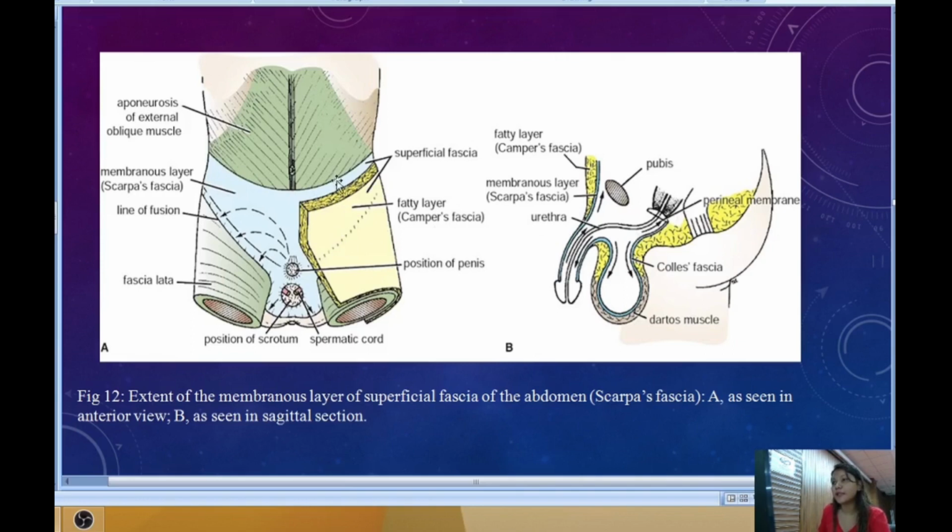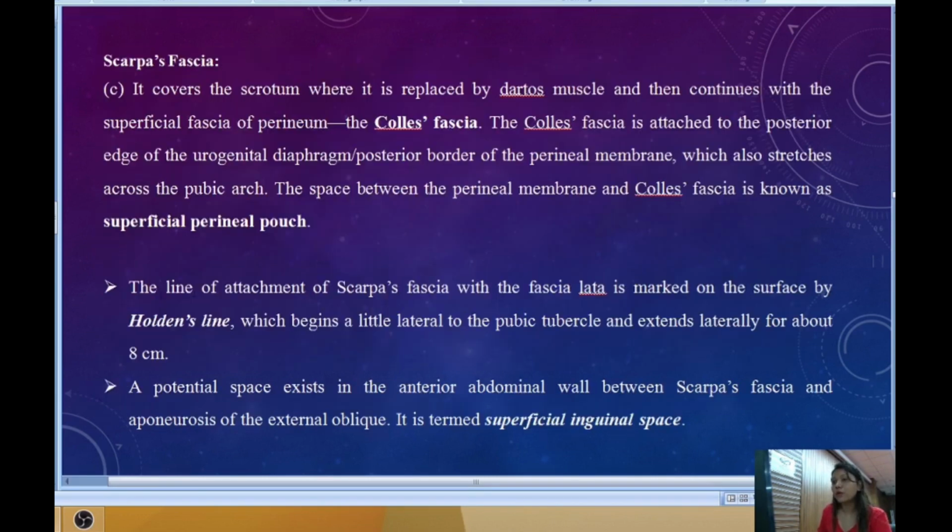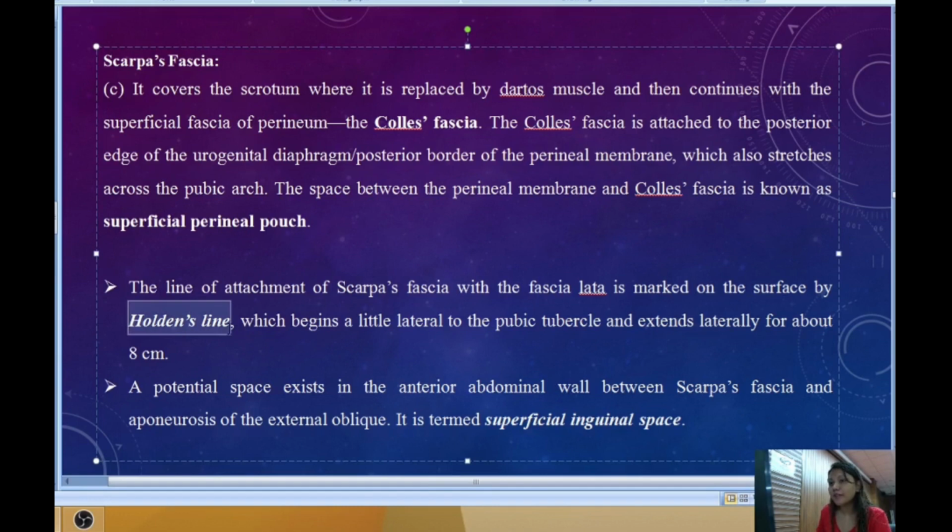Here also you can see in this diagram superficial fascia of the abdomen. So below the anterior superior iliac spine it is divided into two, that is the Camper's fascia and the deep membranous layer. The blue color is the Scarpa's fascia, deep membranous, and this yellow color is the Camper's fascia. Okay. Now, very important is the line of attachment of Scarpa's fascia with fascia lata, which is marked on the surface by Holden's line. It is asked in the viva, what is Holden's line? Okay, which begins a little lateral to the pubic tubercle and extends laterally for about 8 cm.